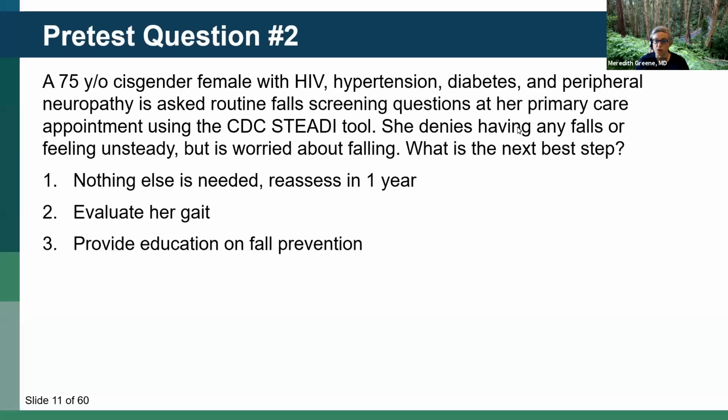Is it 1, nothing else is needed because she did not fall and you can re-screen her next year? Is it that you should actually go ahead and evaluate her gait? Or 3, provide education on fall prevention? And again, what's the next best step?